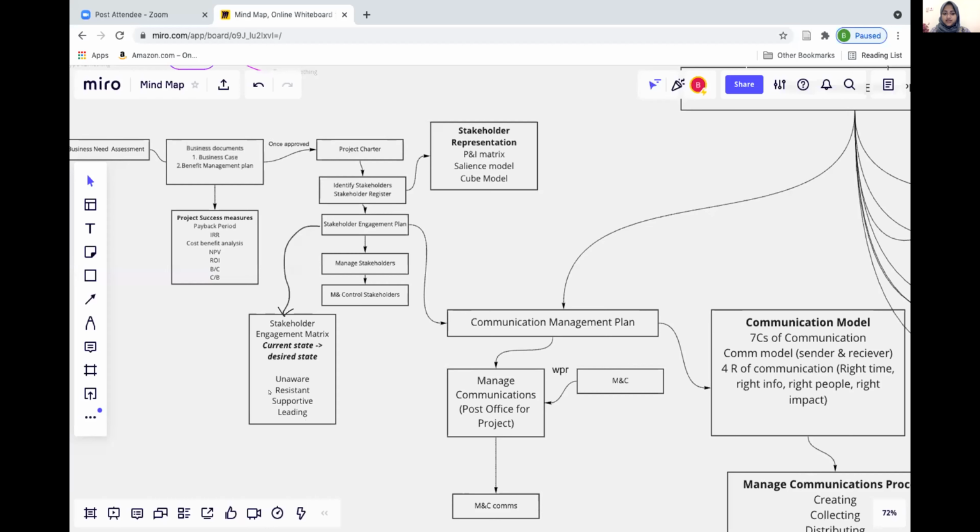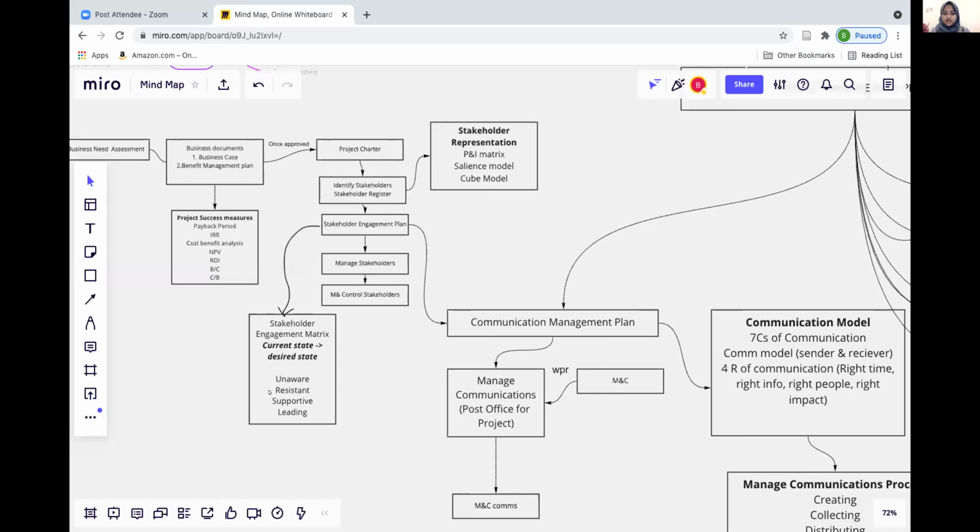Moving on to communications management, we didn't mention a lot about this, but managed communications is basically like the post office of the project. We monitor and control communications, and there are different communication models: 7 C's of communication, sender and receiver, and the 4 R's of communications, which is to give people the right information at the right time to the right people for the right impact.